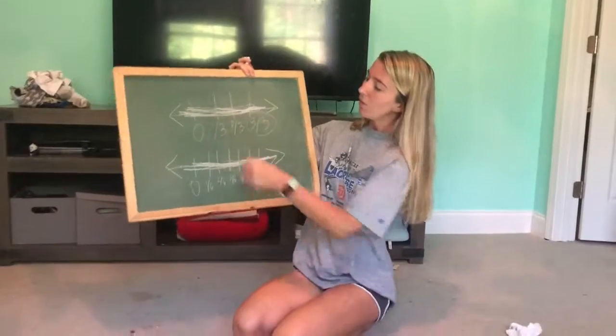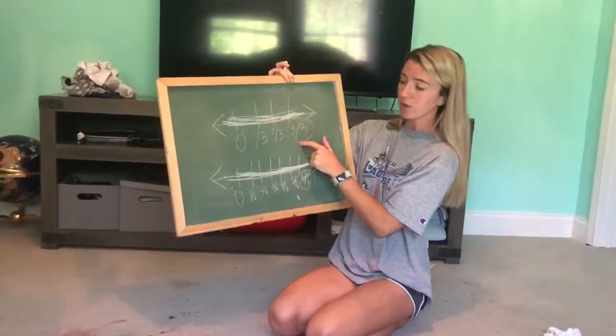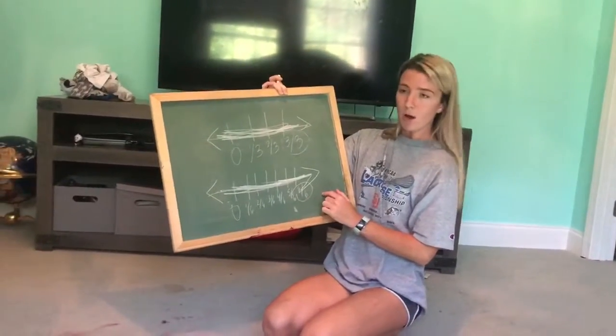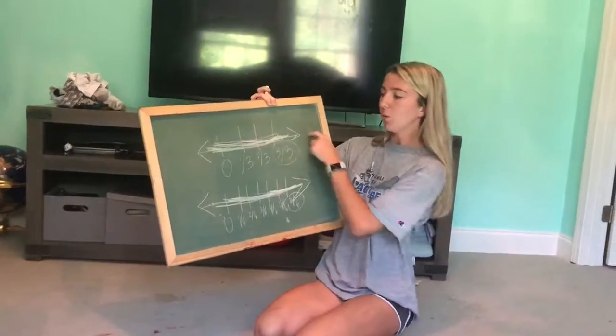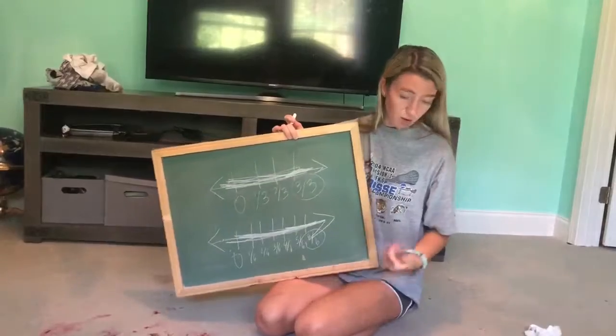So, our first one went from 0 to 1, which is 3/3, and our second one went from 0 to 6/6, which is 1. Both of these are equal to 1 as shown on the number line. So we can see that these are equivalent fractions.